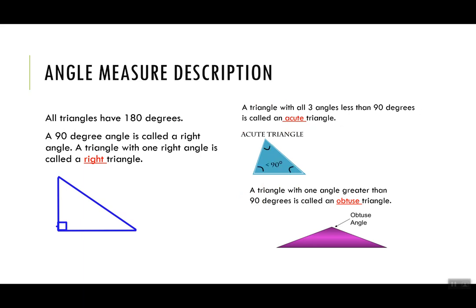We can also talk about the angle measure to describe the triangle. Now, no matter what, it's always going to have 180 degrees. So that doesn't matter the shape, the size, whatever, 180 degrees. If you have a triangle that has one 90-degree angle, we call that a right triangle. If all of the angles in the triangle are less than 90, we call that acute. And then if one of the angles is greater than 90, then that's going to be called obtuse.